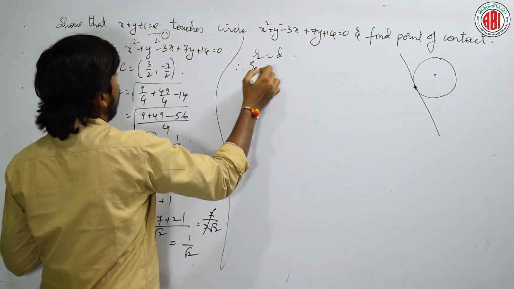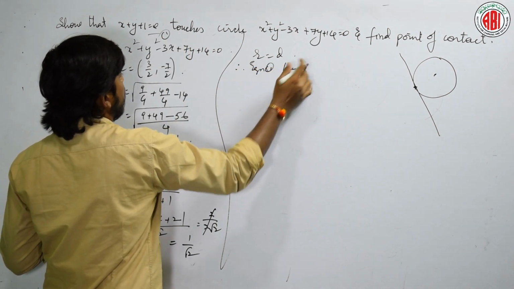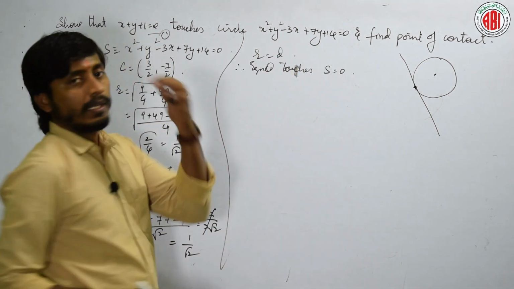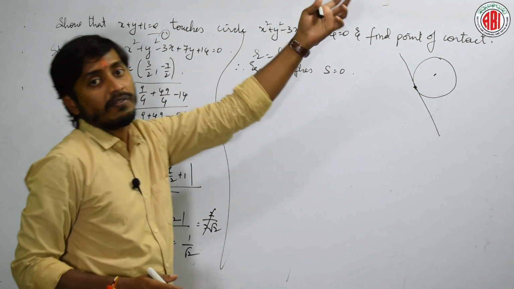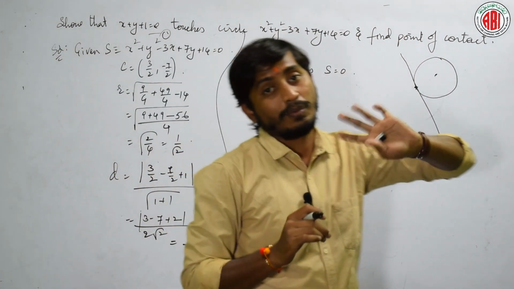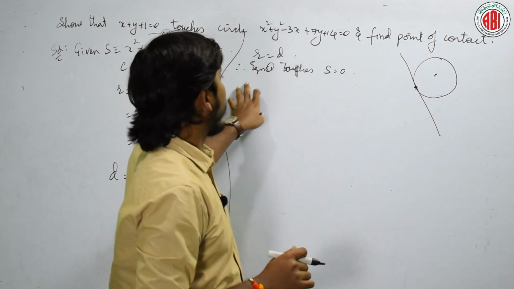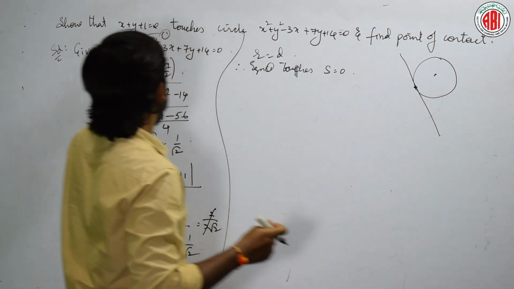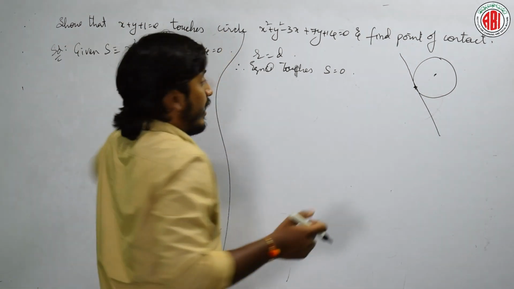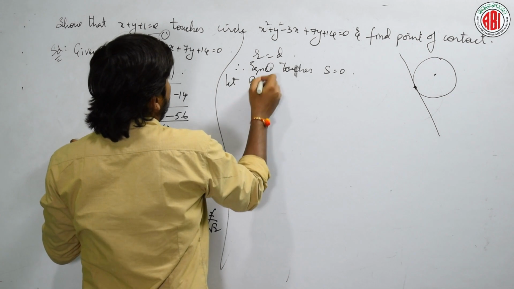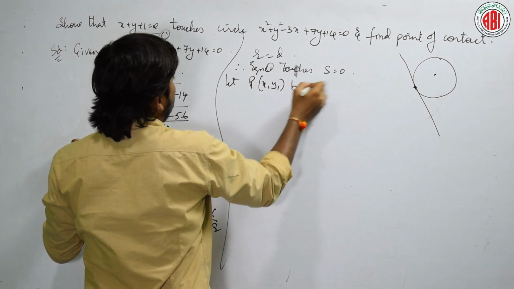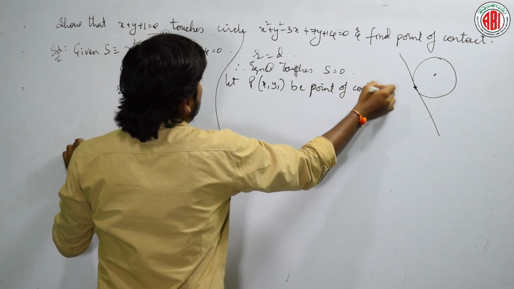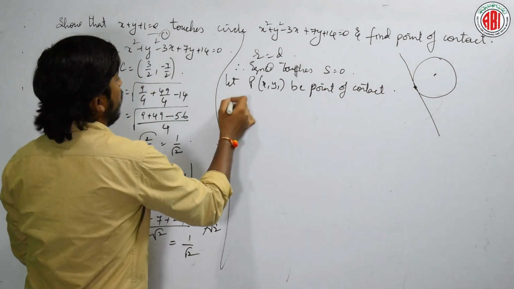equation 1 touches S equal to 0, clear. And the next, finding the point of contact. This can be done in many ways, once again I am telling. So, let us find the tangent by assuming a point, then equate it with this equation, we will directly get the answer. Let P(x1, y1) be the point of contact. So, what do we get?